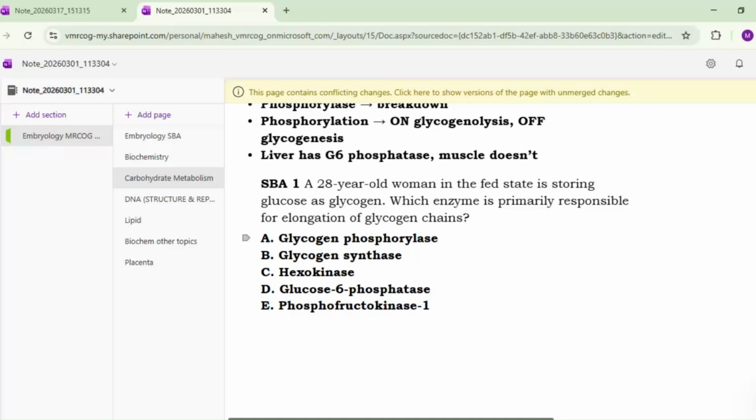A 28-year-old woman in the fed state is storing glucose as glycogen. Which enzyme is primarily responsible for elongation of the glycogen chain? Glycogen phosphorylase, glycogen synthase, hexokinase, glucose 6-phosphatase, or phosphofructokinase 1? So option B, glycogen synthase. Correct. First, concentrate on which state we are talking about. It is a fed state, so glucose will get converted into glycogen, and the enzyme they are asking for elongation is glycogen synthase.